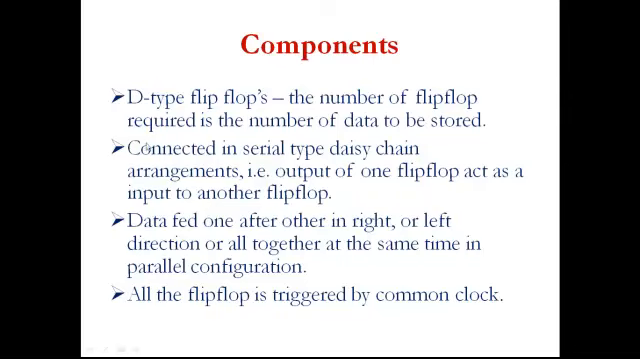We are connecting all the flip-flops in a serial type daisy chain arrangement. Daisy chain arrangement in the sense output of one flip-flop acts as an input to another flip-flop. Okay, and we will be feeding data one after another in right or left direction, or all together at the same time in parallel configuration. So if we are calling it a serial shift register, then you will be having either right shifting or left shifting. Accordingly, you will be feeding the data in the left, or in the right. Or sometimes you may be having a parallel shift register in which you will be feeding the data in parallel.